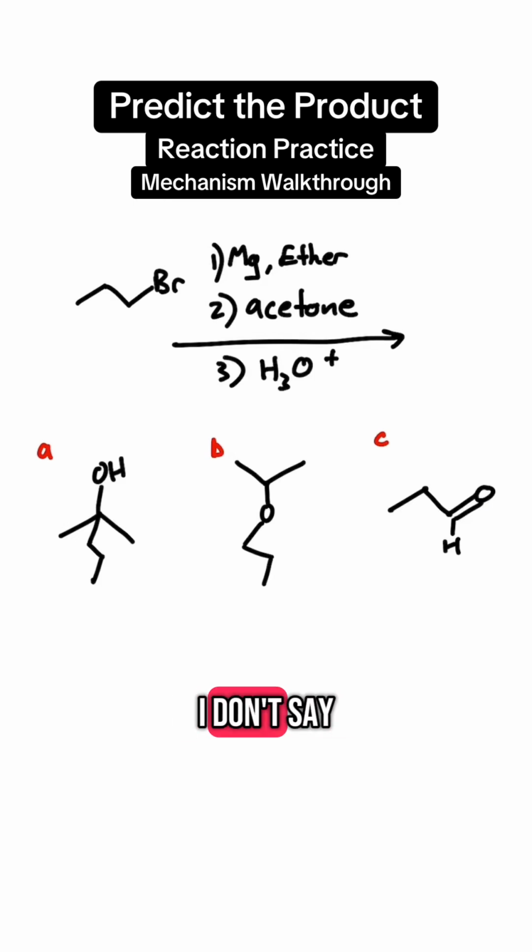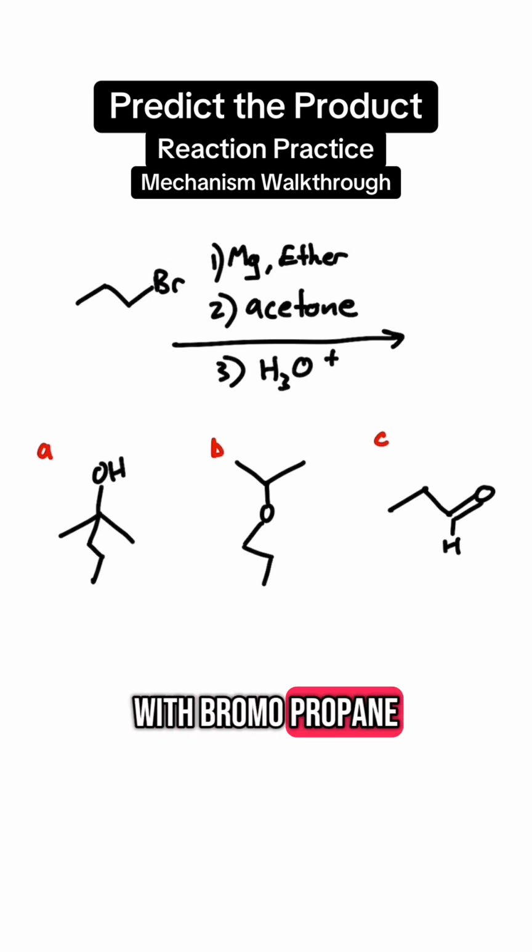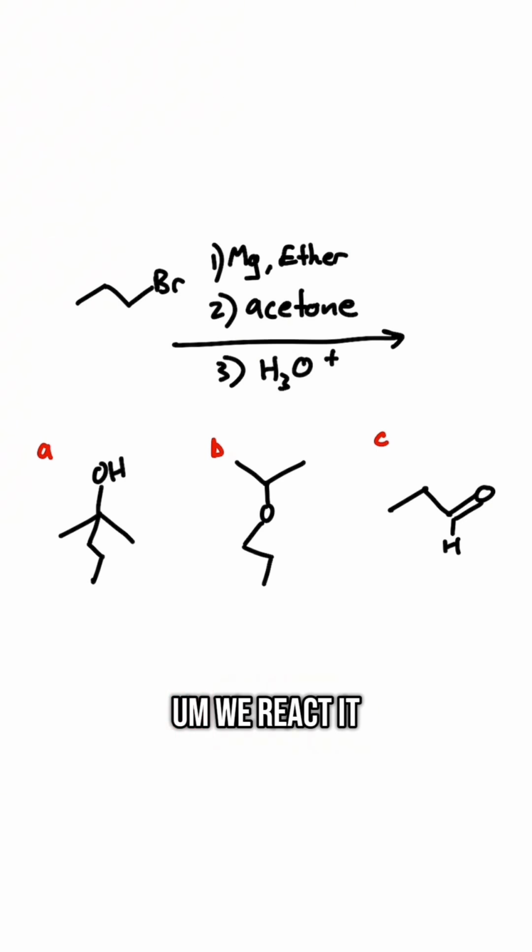This is a little more, I don't want to say complex, but it's more than just a one-off reaction. I posted this, I think, 2 days ago. We start with bromopropane right here, methyl and propyl. We react it with magnesium and ether, then with acetone, then finish it off with some generic acid, H3O+. So which one of these is it going to be?